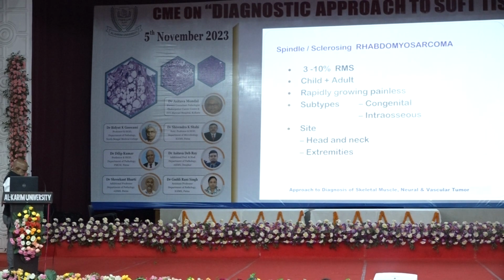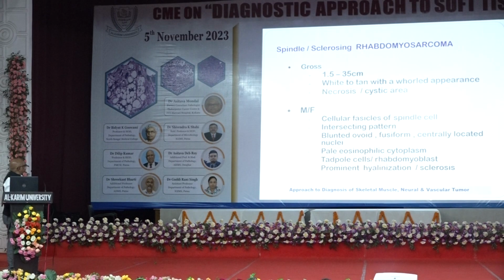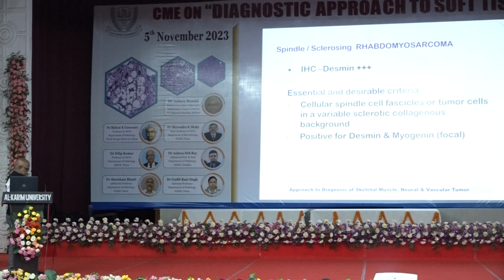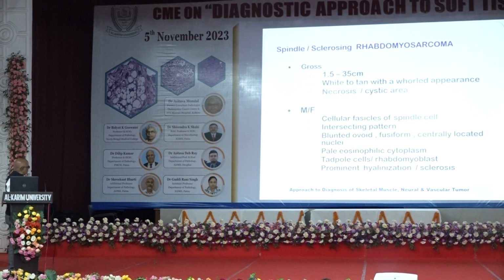So this can be small to large, white to tan, with a whorled appearance, necrosis and cystic areas. Generally a big tumor, sarcoma or carcinoma, you can see necrosis or cystic areas. Microscopic finding: cellular fascicles of spindle cells with an intersecting pattern. This is the most catchy thing.